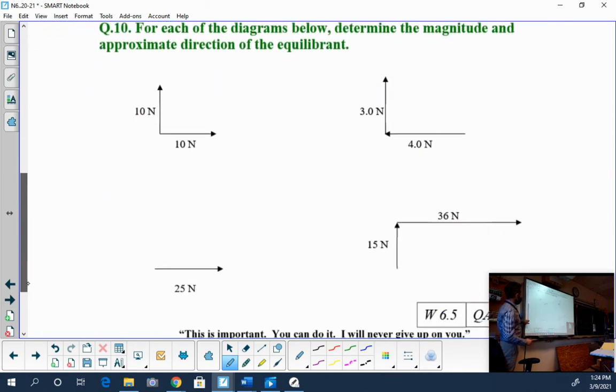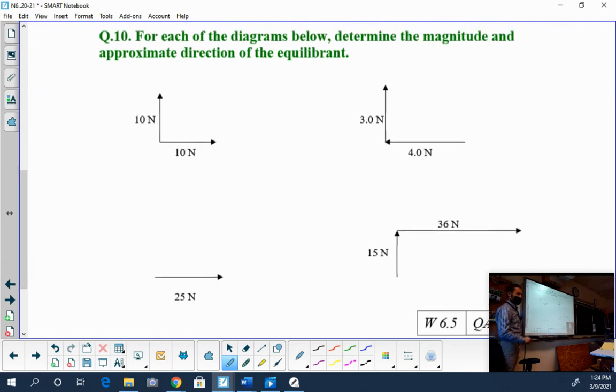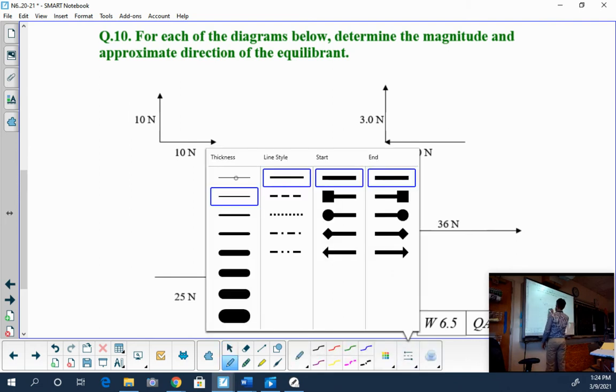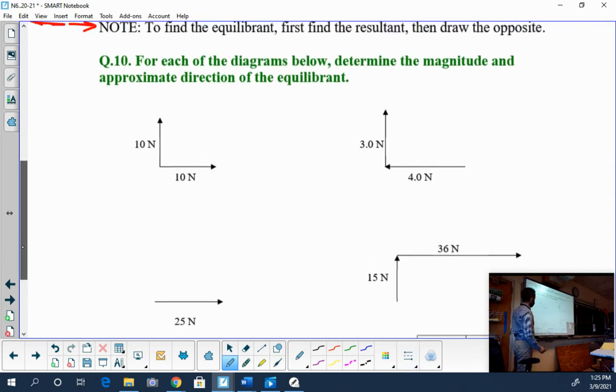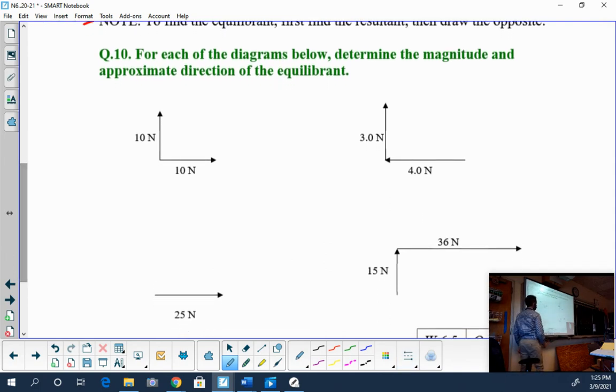So we have 4 diagrams, and I want you to find the equilibrant. This is a beautiful review right here. First, we've got to find the resultant. So step 1, circle the start. Oh, we've got both tails here. There's your start, X the finish. This is what you all should be doing.